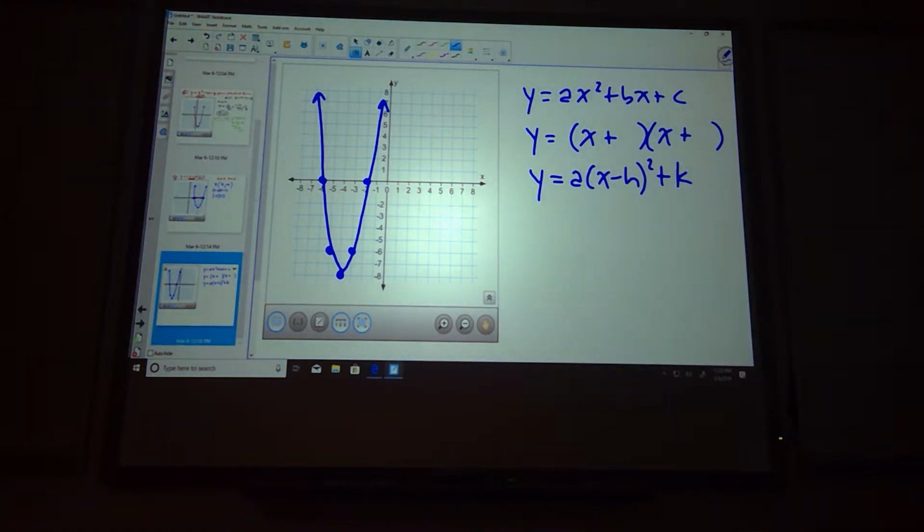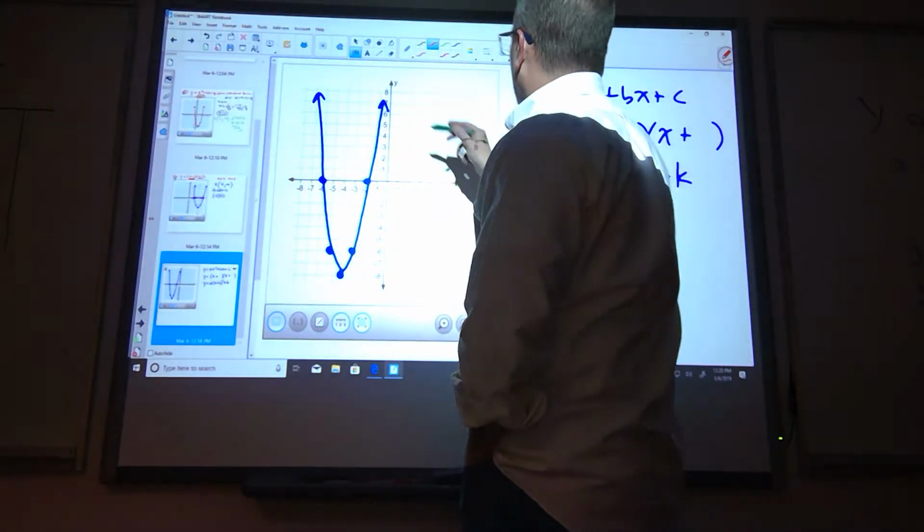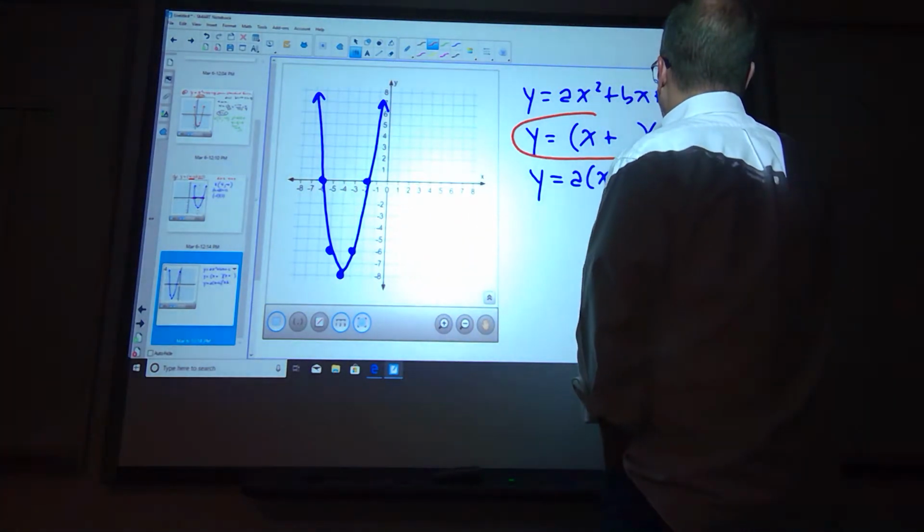So we have standard form, which is just your general form of how you would see these. We also have factored form, or we have the vertex form. Well, I'm having a hard time looking at the standard form, the very top one, and getting anything out of it. Agreed? So we might want to look at the second one. Let's look at this for a sec.